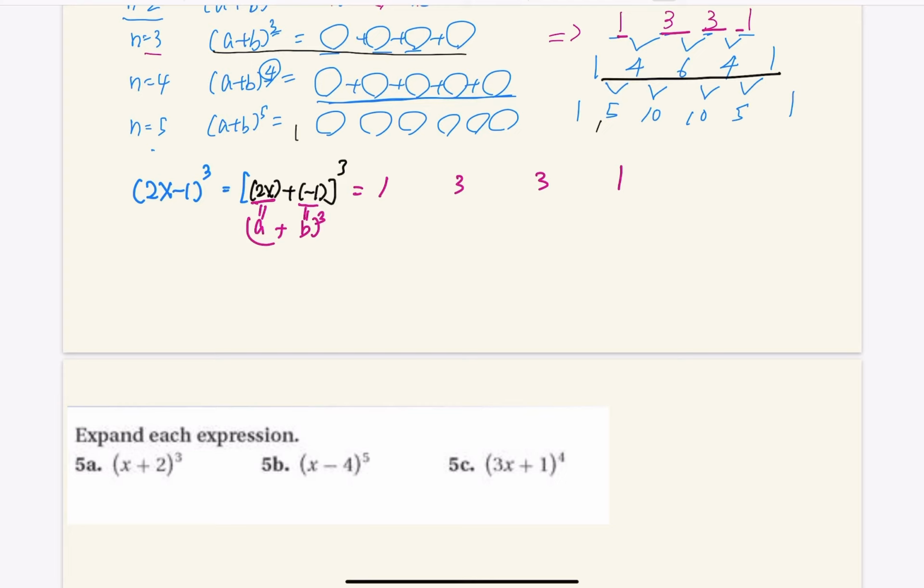Okay, and then start with parenthesis 2x. So (2x) to the 3rd power, (2x) to the 2nd power, (2x) to the 1 power, (2x) to the 0 power. But the powers of negative 1 are increasing, right? So (-1) to the 0 power, (-1) to the 1 power, (-1) to the 2nd power, (-1) to the 3rd power. And then you always use addition to connect two consecutive terms.